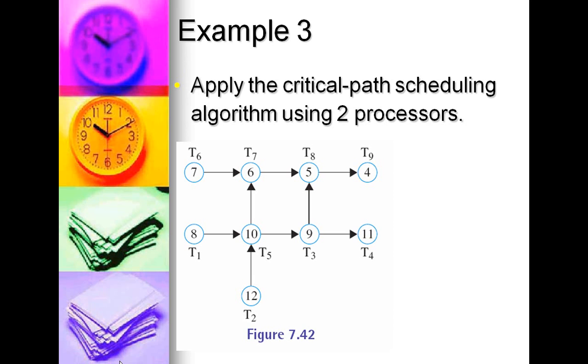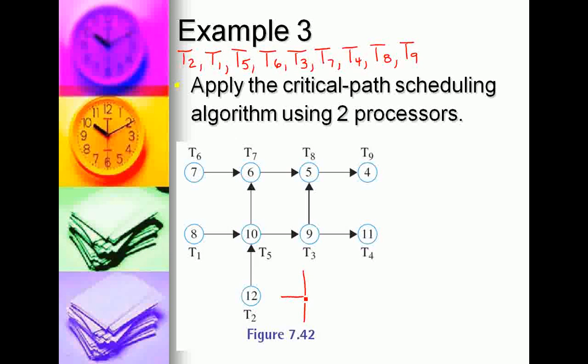Okay, on this one, the critical path priority scheduling algorithm is used with 2 processors. In a previous example, we found the critical path priority list, and that was T2, T1, T5, T6, T3, T7, T4, T8, and T9. So 2 processors.